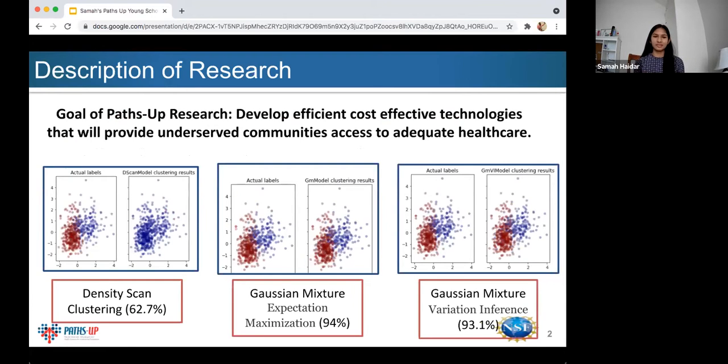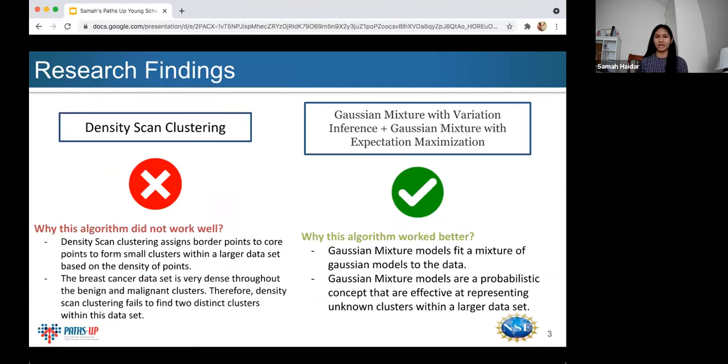Now, what was the description of the research? The goal of PathStep research is to develop efficient, cost-effective technologies that will provide underserved communities access to adequate healthcare. So here are the 3 clustering methods that I tried in my unsupervised project. On the left, you see DBSCAN clustering with a 62.7% accuracy rate. In the center, you have Gaussian mixture expectation maximization with a 94% accuracy rate, and Gaussian mixture variational inference with a 93.1% accuracy rate. And I will discuss why we have such a large variation in our accuracy rates between DBSCAN clustering and Gaussian mixture.